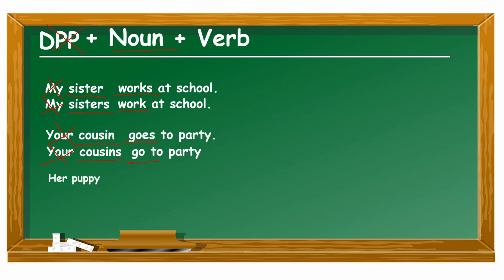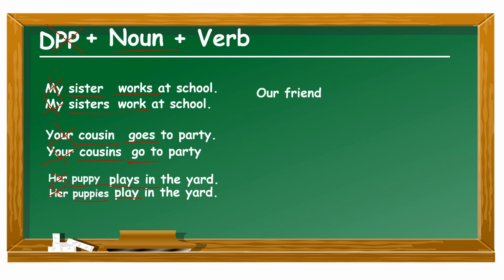verb. Third example would be her puppy plays in the yard. And the verb, once again, is in the singular form because the noun is in the singular form. But if you say her puppies, then you have to say play in the yard because the noun in this sentence is in the plural form. And once again, the dependent possessive pronoun had no role in determining the form of the verb.